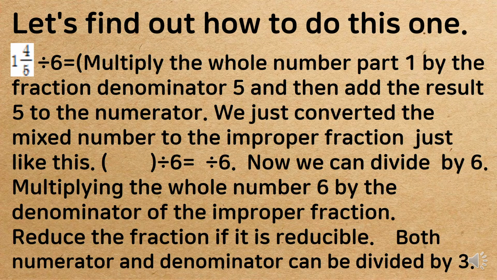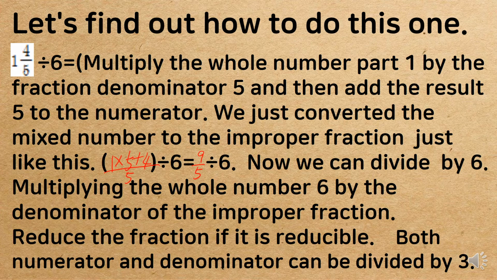Let's find out how to do this one. Divide 1 and 4 fifths by 6. Multiply the whole number part, 1, by the fraction denominator 5. And then add the result, 5, to the numerator 4. We just converted the mixed number to an improper fraction just like this. So 9 over 5. Now we can divide by 6.